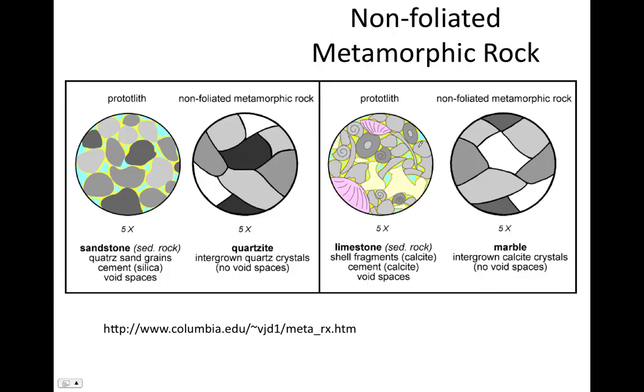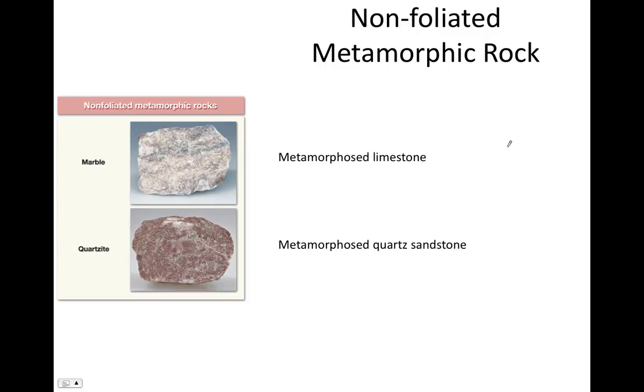Same thing as limestone, you have the shelled fragments of organisms made out of calcium carbonate. It's exposed to heat, the calcium carbonate kind of bleeds together and recrystallizes, forming large interlocking crystals of calcite, forming the non-foliated metamorphic rock, marble. So here you see an example of marble. Marble is just metamorphosed limestone.